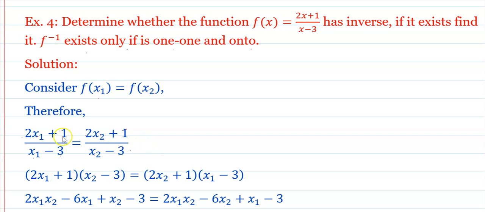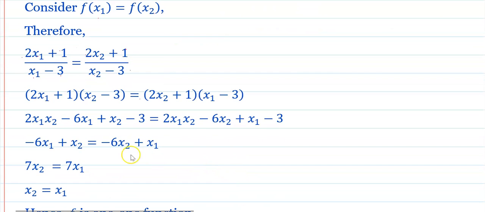Okay. Now the next simplification, we will do cross multiplication here. 2x1 plus 1 into x2 minus 3 is equal to 2x2 plus 1 into x1 minus 3. Further we will simplify. 2x1 multiplied by x2, 2x1 multiplied by minus 3 gives minus 6x1, 1 multiplied by x2, 1 by minus 3, 2x2 by x1, 2x2 by minus 3, x1 by x1, and 1 by minus 3.